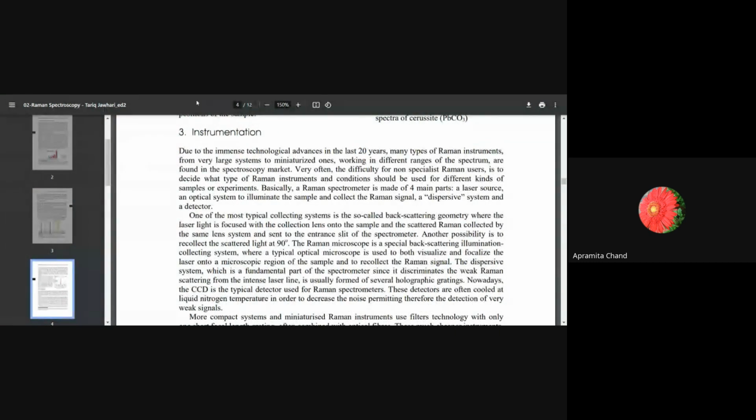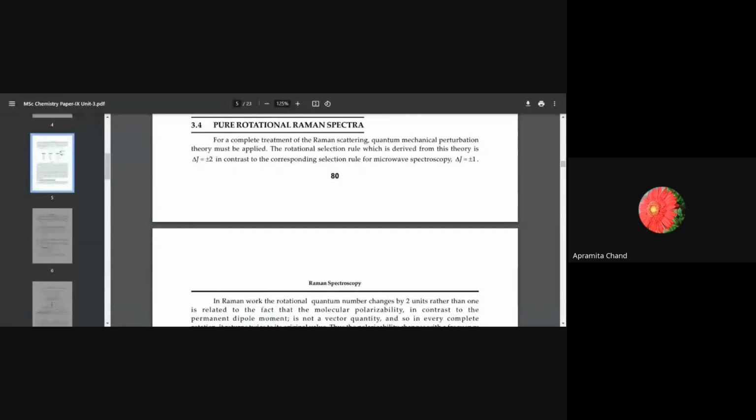Now, before we go to instrumentation, I also want to tell you something about the quantum mechanical model of the Raman effect. So let me go to that. Just one second. Okay. So now for Raman spectra, there might be a pure rotational Raman spectra or mixed Raman spectra.